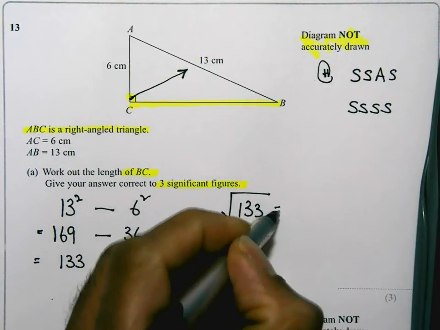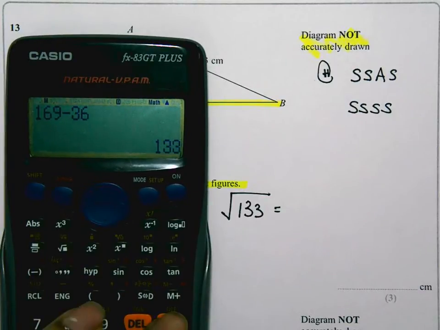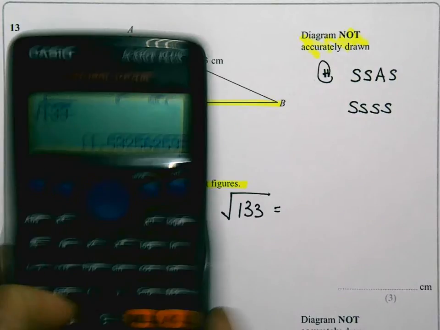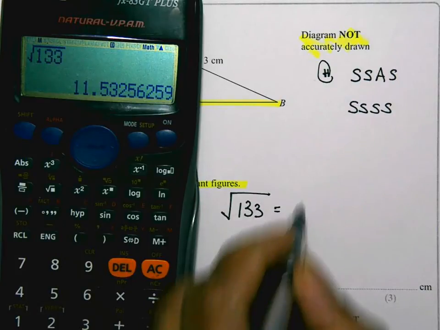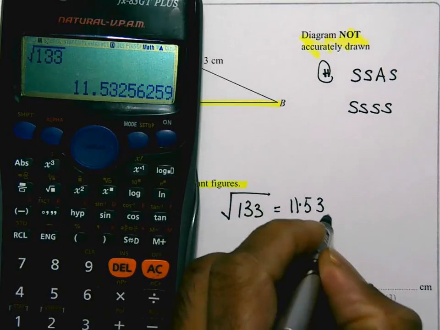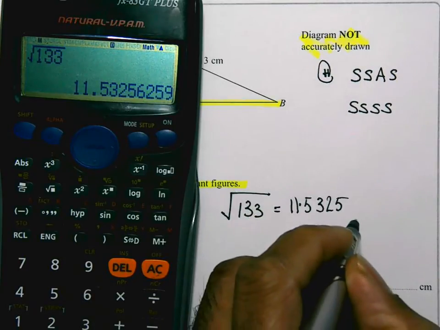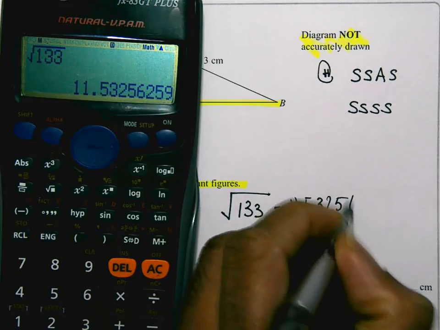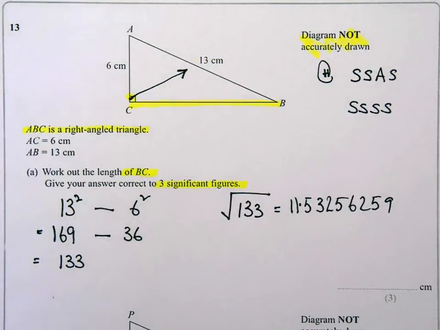The square root of 133, and that is going to give me, I'm going to write down all of those numbers. So that's 11.5325 6259. Okay, I didn't need to write all of those in, but I just did nonetheless.